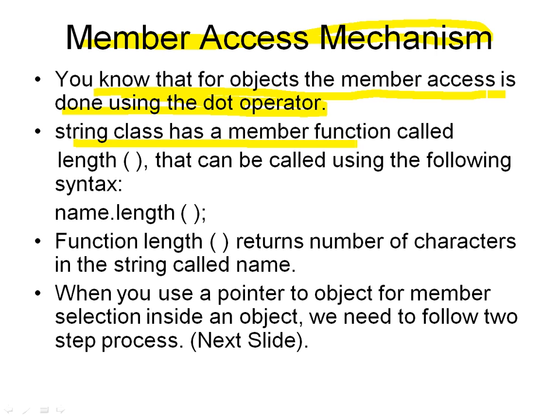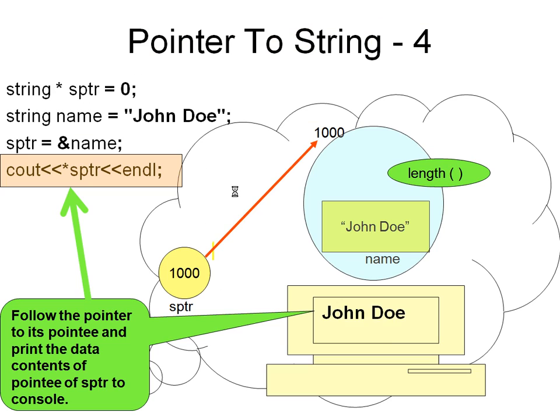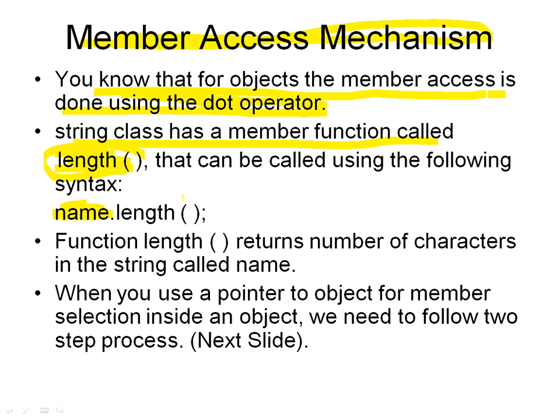Now a string class has a member function called length, and this function, when invoked with the string name, returns the number of characters in that string. Using the object name, which is a string type, this one right here, I can invoke the length function in this manner. This will basically return the length of John Doe, which is 8 characters. Function length returns the number of characters in this string called name.